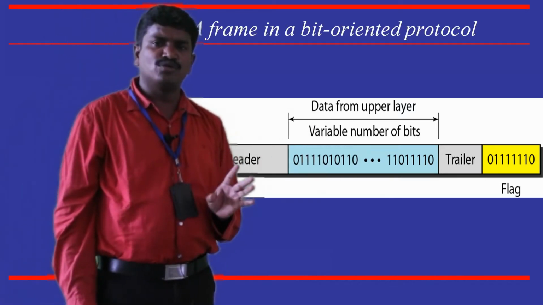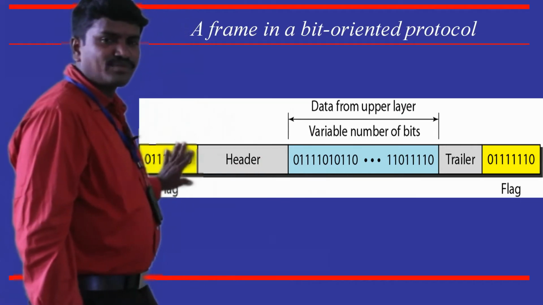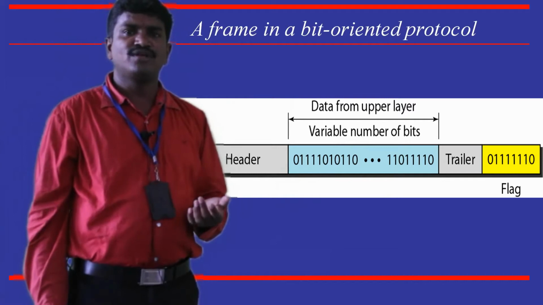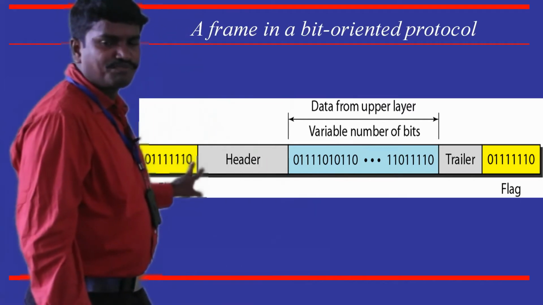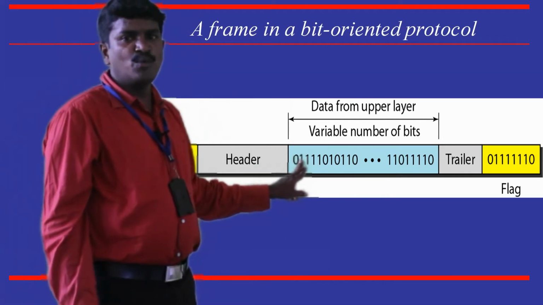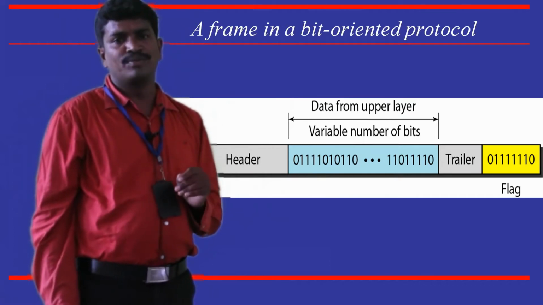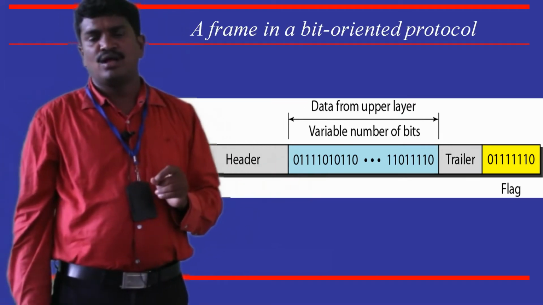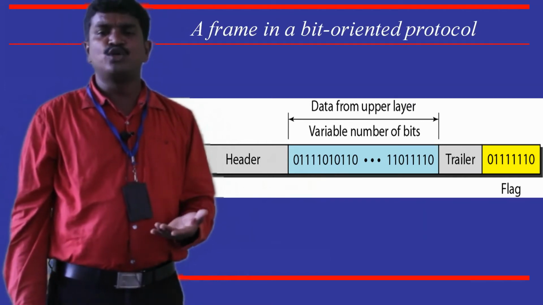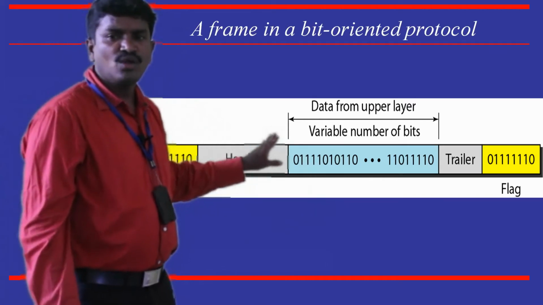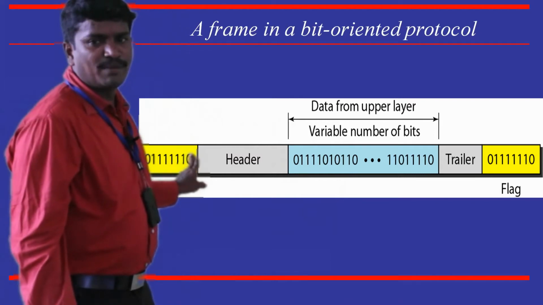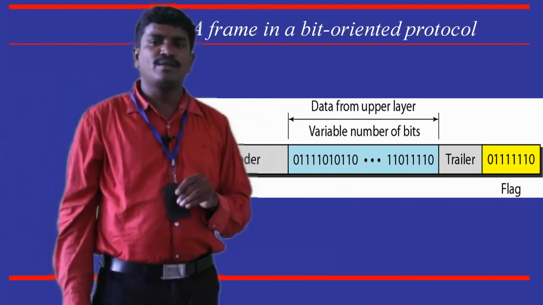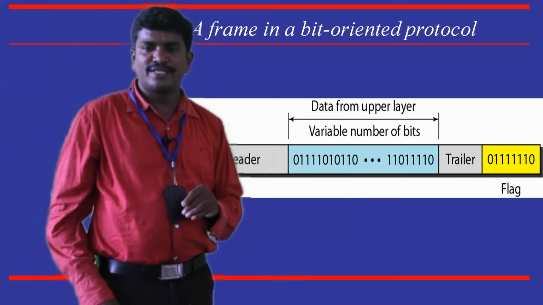Now again we pose the same question: if this special pattern appears as part of the data, how will we avoid misinterpretation of the starting and ending? How is it identified, and what is the solution? In order to avoid this problem, we make use of a methodology called bit stuffing. Bit stuffing means adding one bit into the data, to indicate that the special pattern is part of the data, not the end of the frame. That is indicated by a procedure called bit stuffing. Let me explain that in the next slide with a diagram.